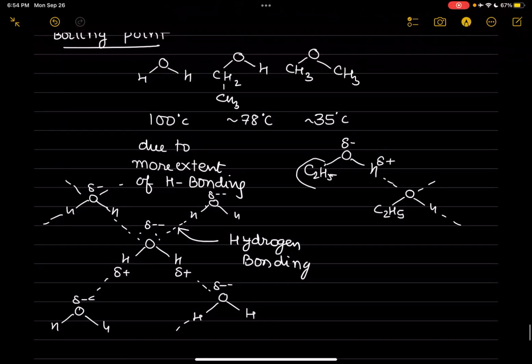So I'm not making a hydrogen bond. I'm not using this to make the hydrogen bond. That's the thing. So the number of hydrogen bonds is less, and the molecules can get into vapor very easily. So alcohols are very volatile.